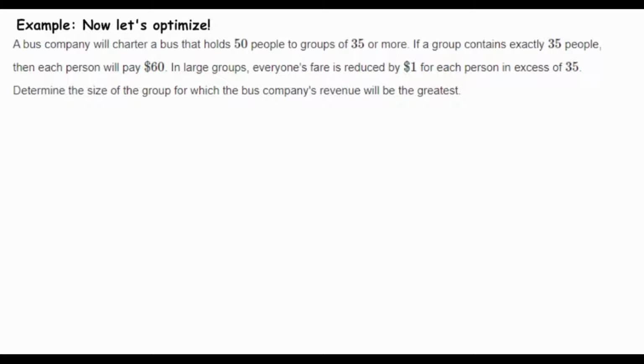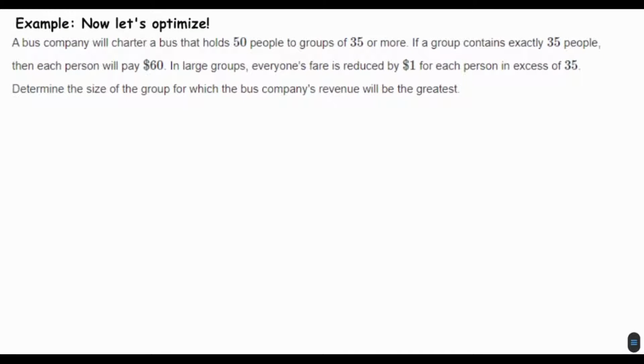So let's just start by highlighting some important pieces of information here. We know the bus holds a maximum of 50 people, so that's going to be a constraint. They only hire it to groups of 35 or more. Each person pays $60. In large groups, everyone's fare is reduced by $1 for each person above 35. Determine the size. So we're looking at revenue, R of X, will be the greatest. So we're going to maximize it.